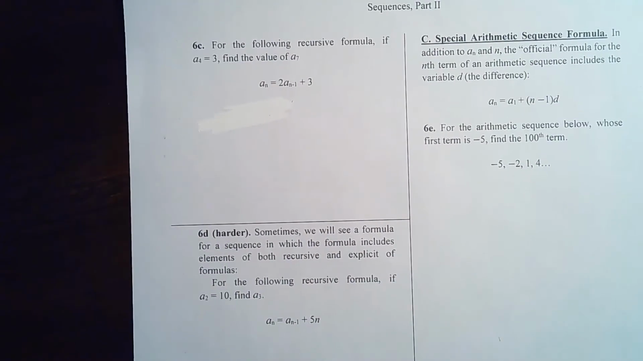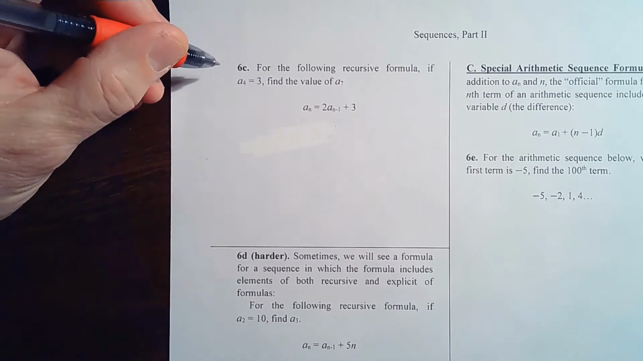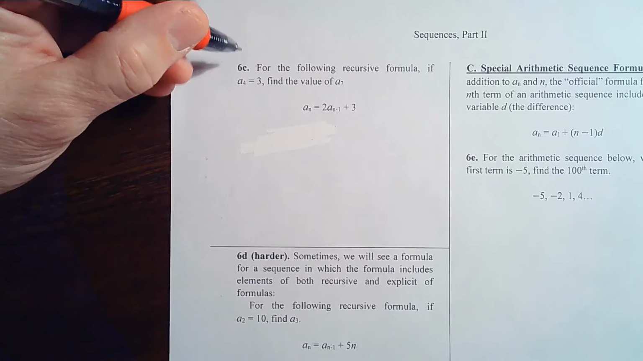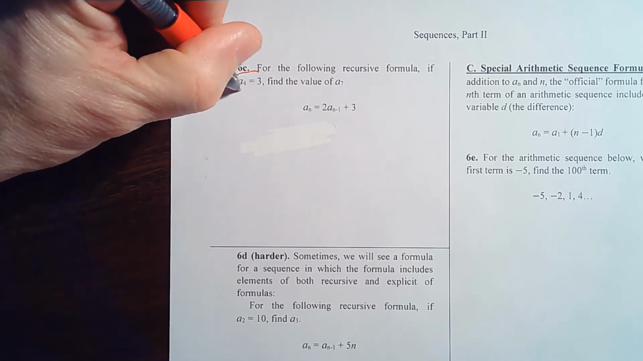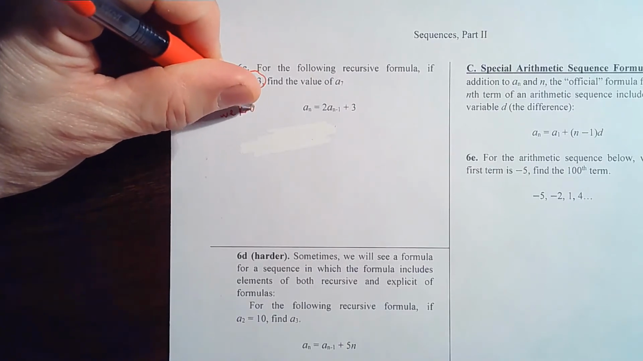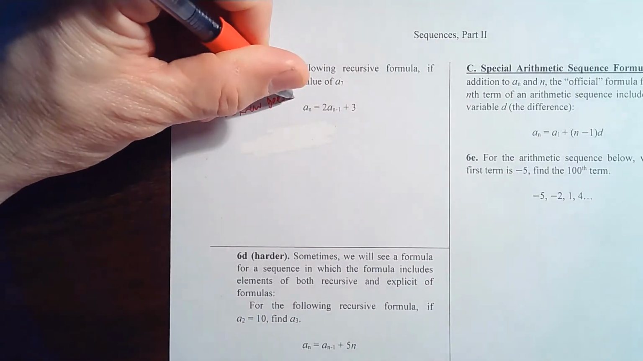Moving on to page 3, and we're going to do 6C now. For the following recursive formula, if a4 equals 3, find the value of a7. So the term value that we know, the one we know, goes in here.